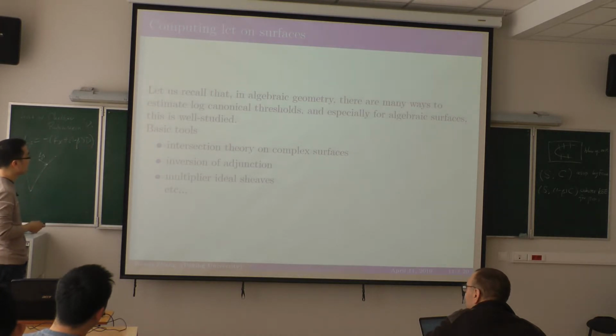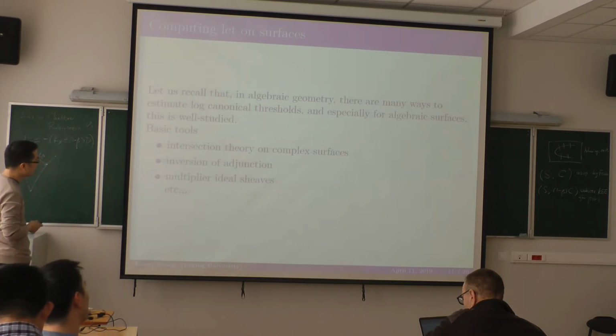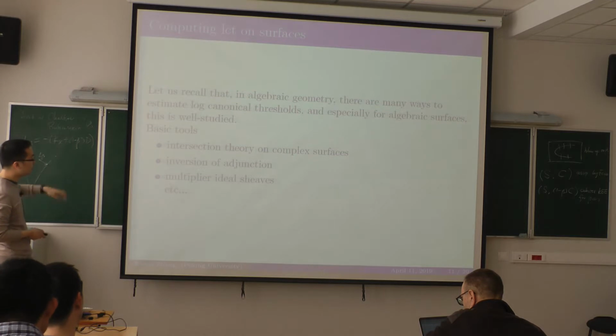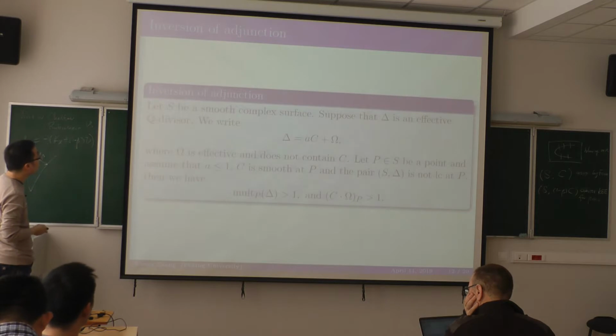The first thing is inevitable, because we have to compute intersection numbers everywhere, right? The second thing is a powerful tool, which is the inversion of adjunction. And on the surface, it has a very nice form, which I will show you in a second. And we also use multiplier ideal sheaves to consider the locus where the divisor is not KLT. But in our problem, we do not use this ideal sheaves tool. What we essentially use is inversion of adjunction, basically. And so on surfaces, inversion of adjunction takes the following nice form.